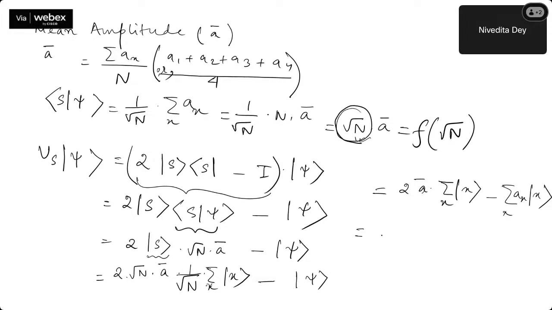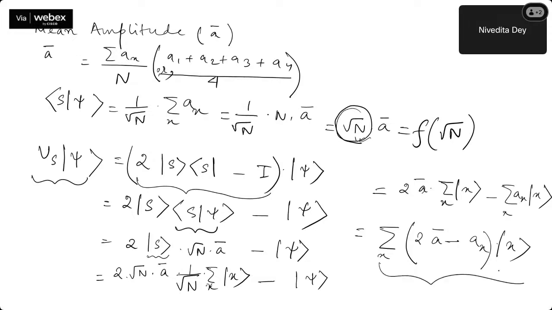So this is ultimately, just take a sigma x as common. So it will be 2a bar minus ax, this amplitude, times ket x. Okay, so this is an alternative representation of this thing. Us ket w is nothing but this thing.